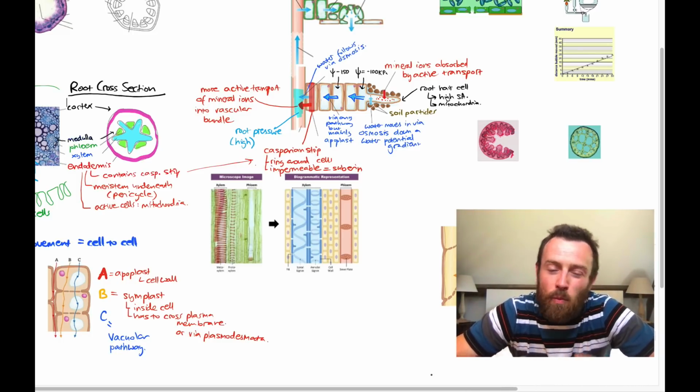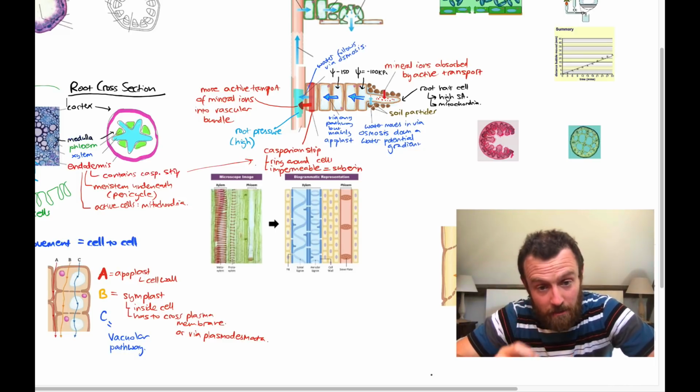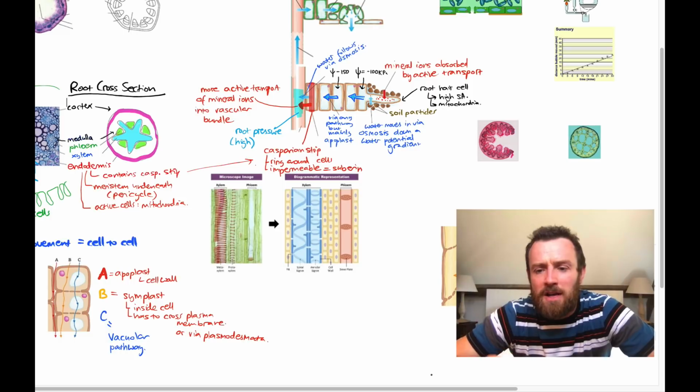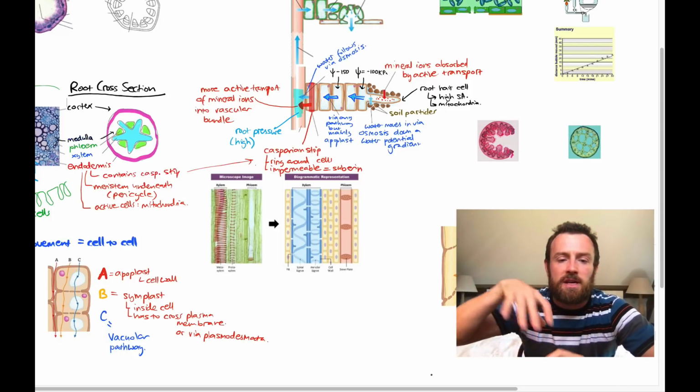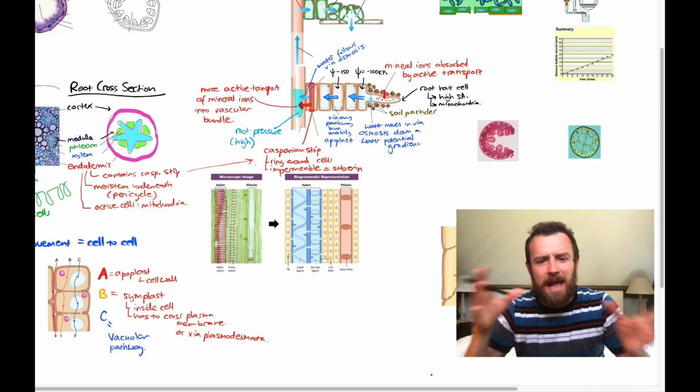But why is that important? Well, it's really actually about the mineral ions. So without the Casparian strip, if you actively transported mineral ions into that vascular bundle across the endodermis, then those mineral ions could kind of leak back out through the cell walls because it's kind of like a gap.